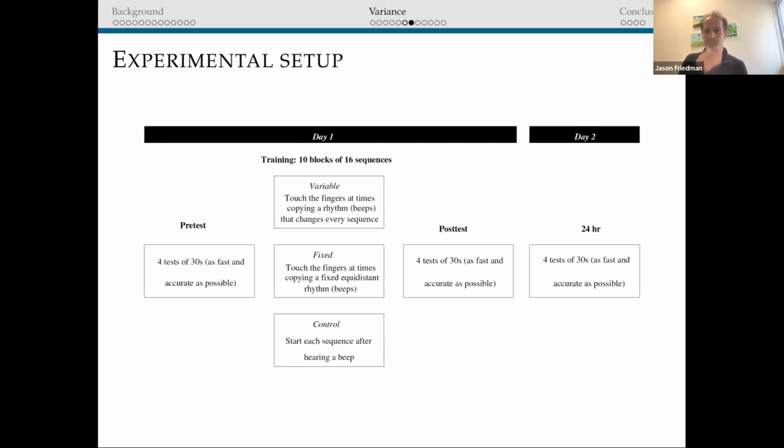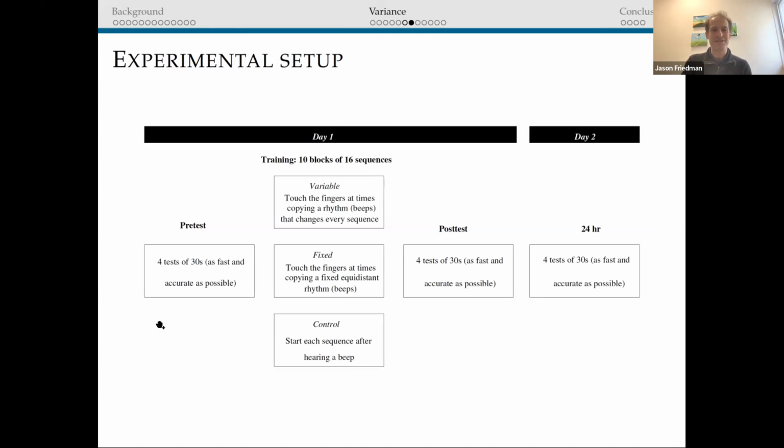And we had 3 groups. One group was the variable group. Each time they had a series of beeps and they have to copy that rhythm. So here, for example, beep, beep, beep, beep, beep. And then they have to do the same timing with the finger. Each time a different rhythm. The fixed group received the same rhythm each time, the same fixed rhythm. Beep, beep, beep, beep, beep. And they have to do the same movement each time. And the control group would just hear a single beep and then perform the sequence, beep.